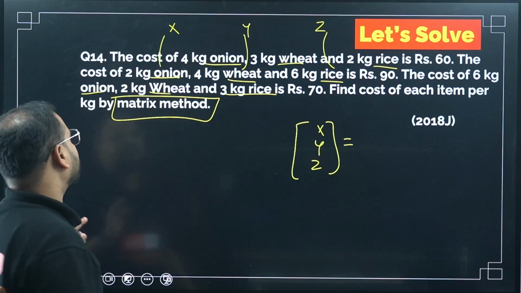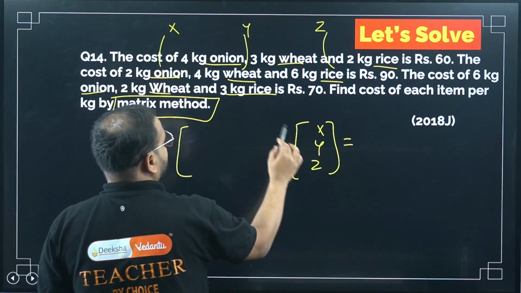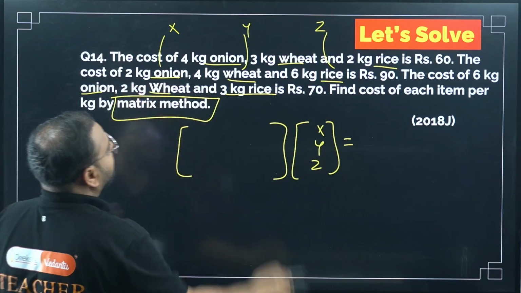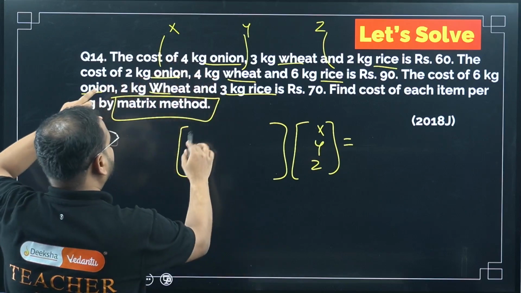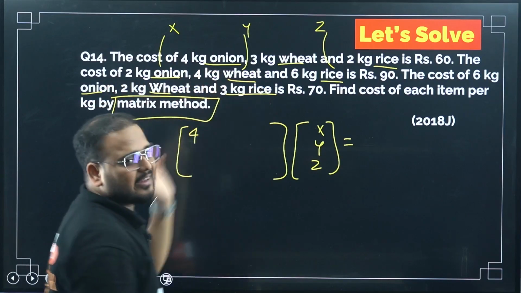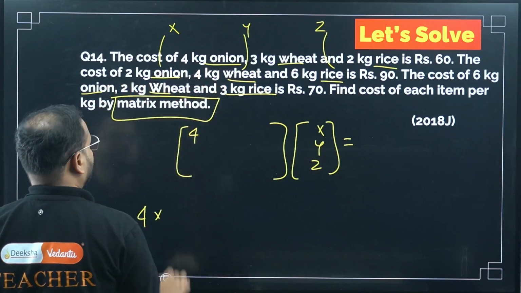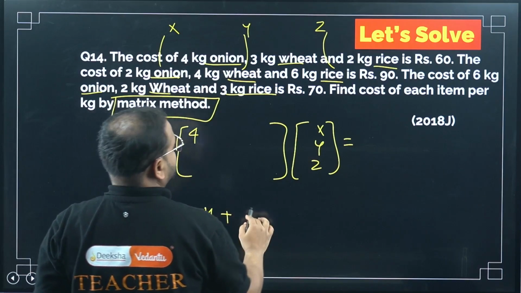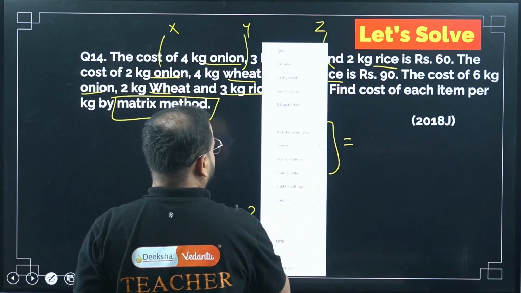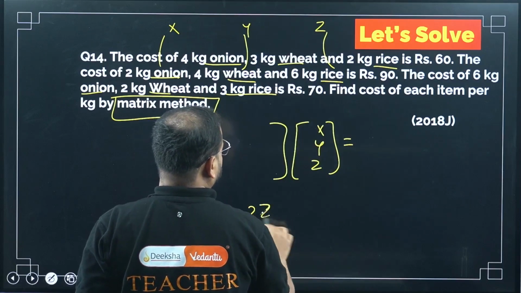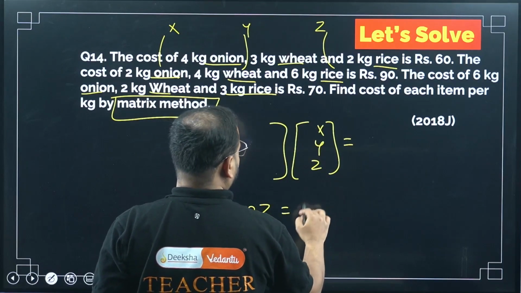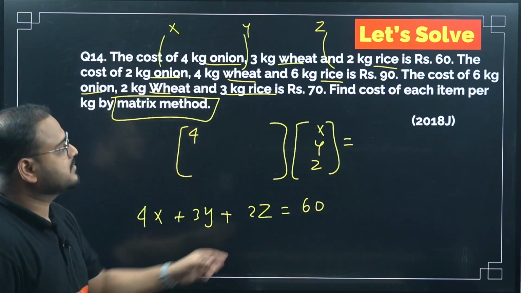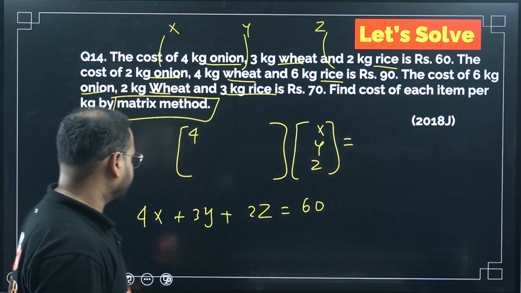I'll write the matrix. Check here. First one is what? 4 kg of onion, right? So 4. If you want, I can write the equation also. First one I'll show you: 4x plus 3y plus 2z equals 60 rupees. Correct? They have given the cost.